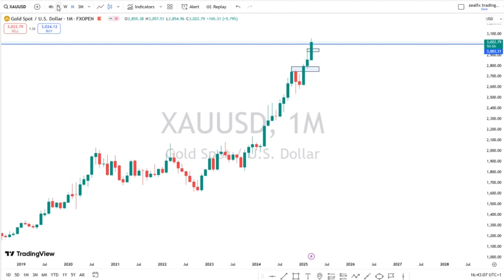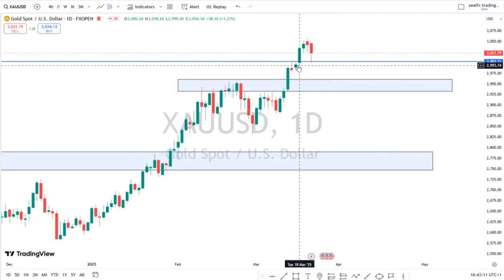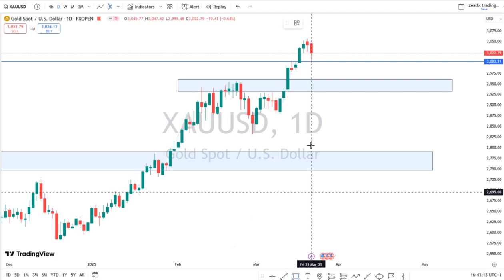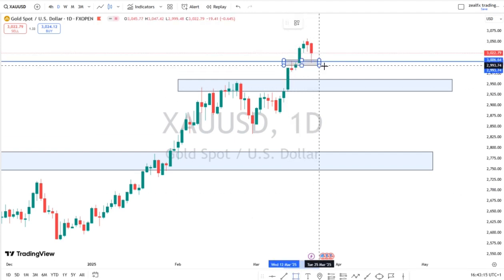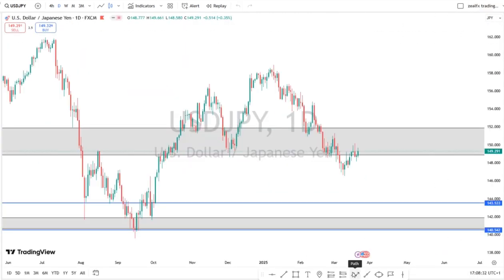So look for a buying opportunity on gold USD around this support zone, but we also have a resistance here, a daily resistance here. If price gives us a signal from this daily resistance, we might be joining the gold USD buying opportunity to the top side. So let's look at our next pair, which is the USDJPY.